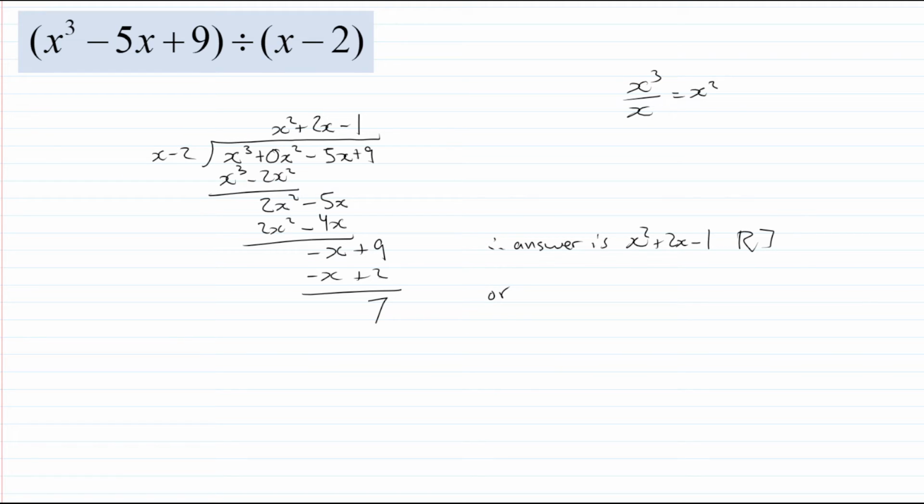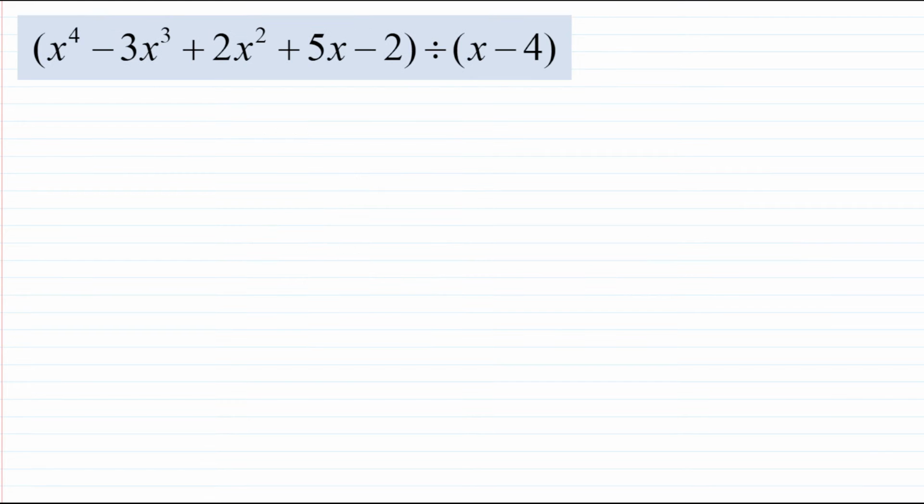Or what's perhaps more useful if you had to use this result in a future calculation or something, we'll say x squared plus 2x minus 1 plus that 7, which has yet to be divided by our divisor of x minus 2. Okay, a couple more examples here.